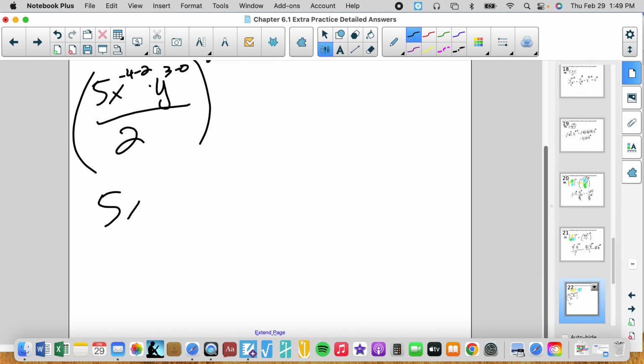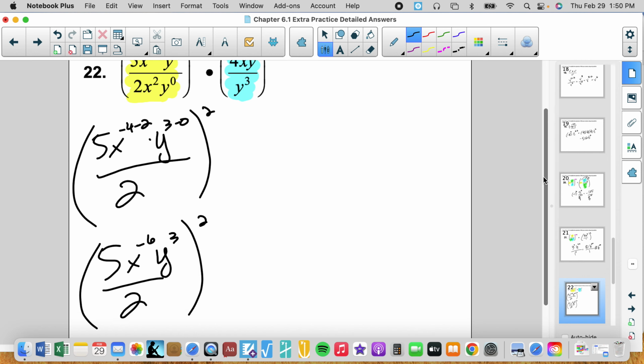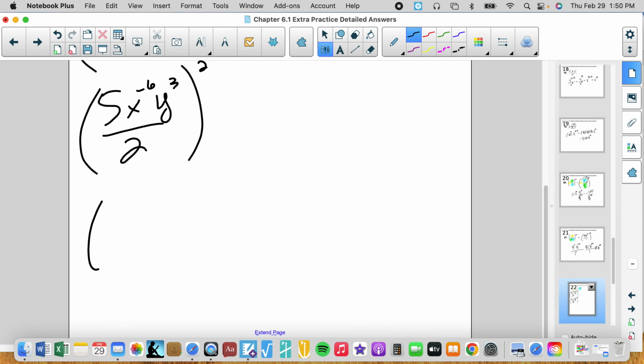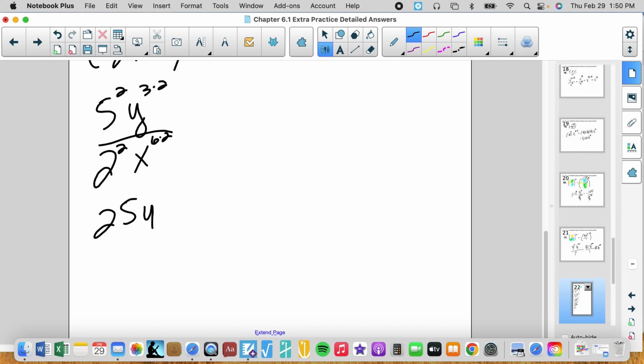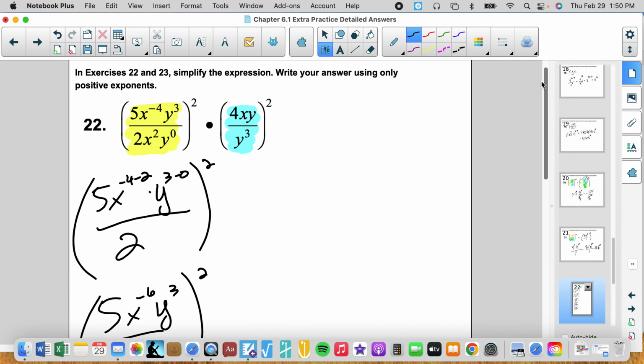And that's 5x to the negative 6th, y to the 3rd over 2 to the 2nd. And I can make that a positive, so we'll do 5y to the 3rd over 2x to the 6th, all to the 2nd. And now we will distribute that 2. So we have 5 to the 2nd, y to the 3 times 2 over 2 to the 2nd, x to the 6 times 2, which equals 25 y to the 6th over 4 x to the 12th, times. So now we're going to simplify the other side.